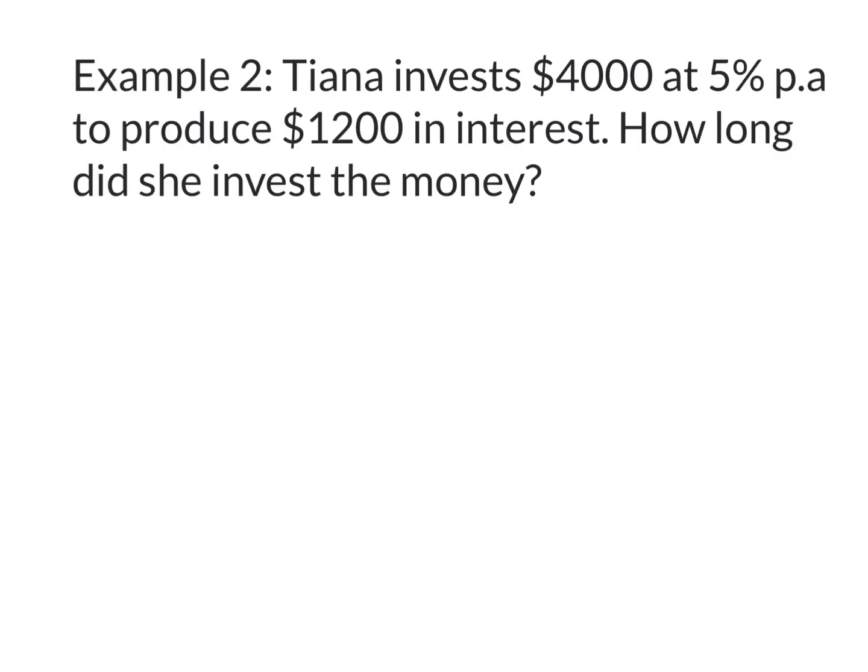With our second example, Tiana is going to invest $4,000 at 5% per annum, and it's going to produce $1,200 in interest. How long did she invest the money? So hopefully you can see that. That is, we're trying to find the value of N.